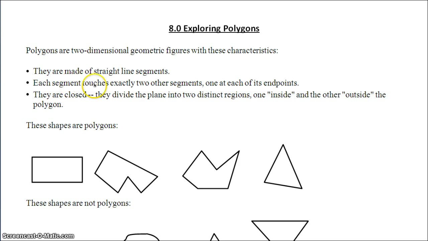Second, each segment touches exactly two other segments, one at each of its endpoints, which sounds kind of confusing, but if we think of it this way, here's a line segment. It ends at these two points. So this one segment touches two other segments, each at their endpoints, which essentially means that these polygons have segments that end at each other's segments.